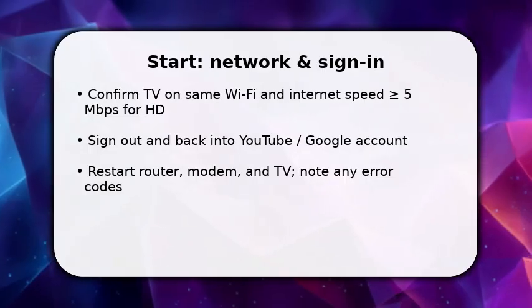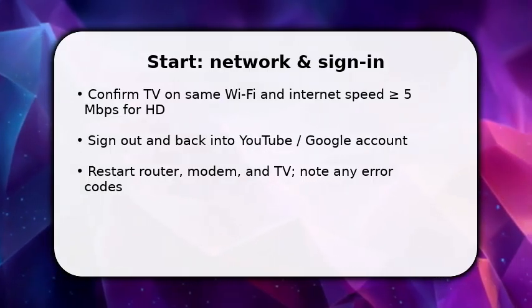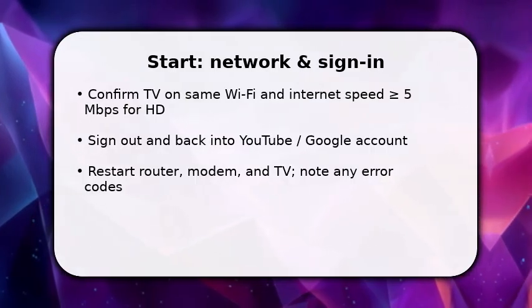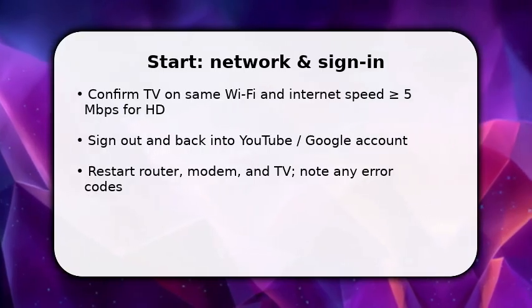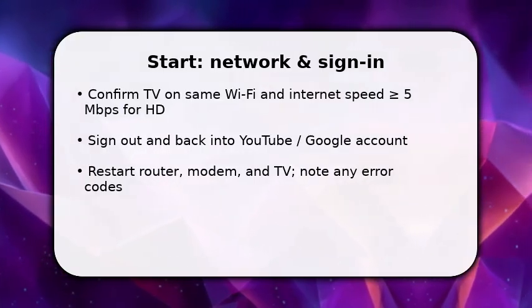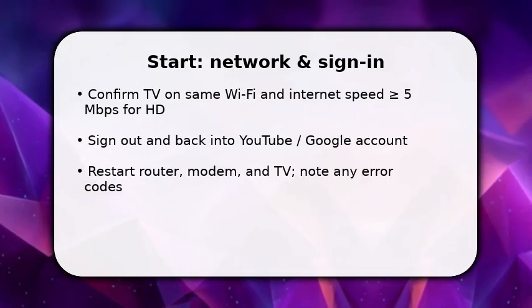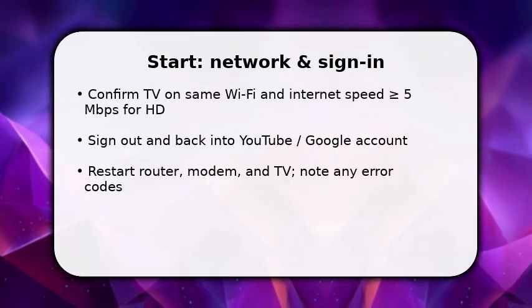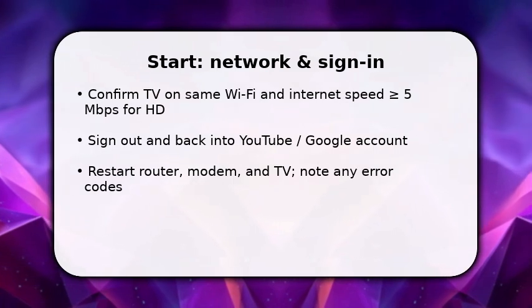You begin by securing the basics that actually fix most issues. Make sure the TV is on the correct Wi-Fi and that your connection meets at least 5 megabits per second for smooth playback. Once done, sign out of the YouTube or Google account on the TV, then sign back in to refresh credentials. Next, power cycle the network: turn off the modem and router, wait 30 seconds, then restart them and the TV. This clears temporary network glitches and forces fresh addresses.